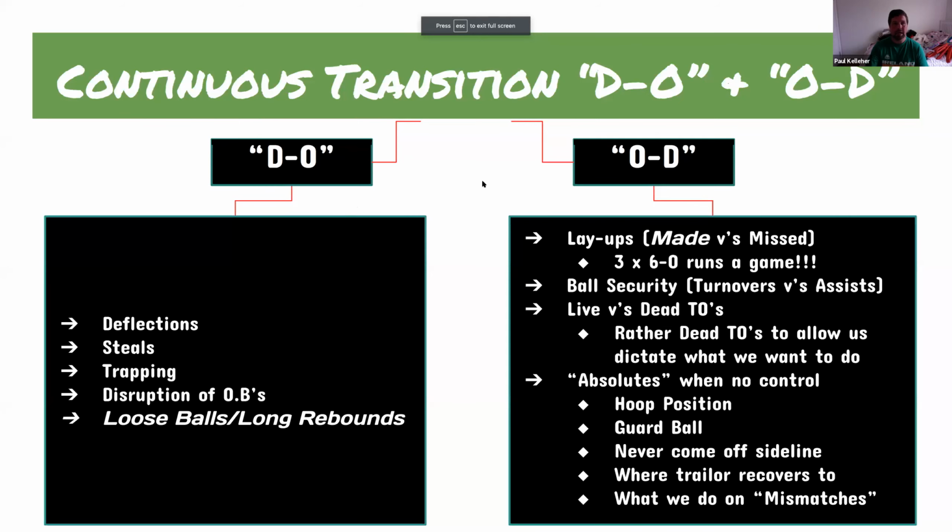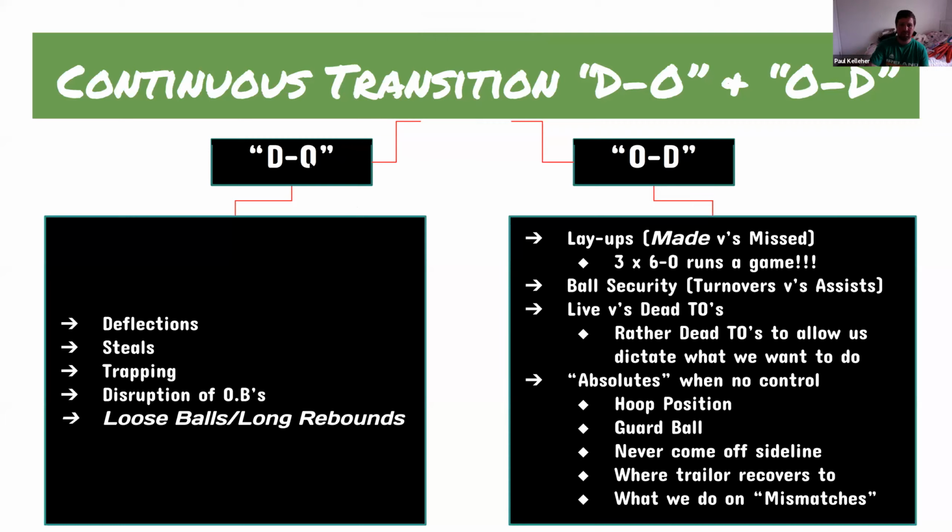Our last slide: continuous transition, D to O and O to D. This is what we spoke about a while ago, and I was that type of player myself. Not a very good player, but I was very quick at getting forward, but very slow at getting back. They're the sort of things you need to have a look at in terms of the balance of your team and what you're doing.